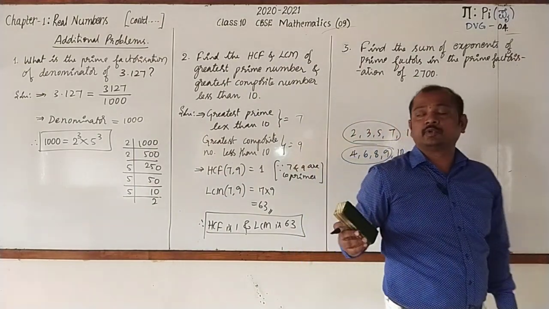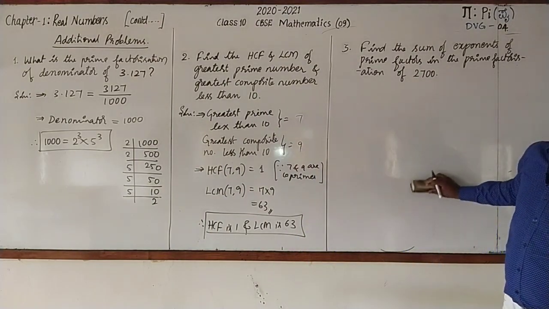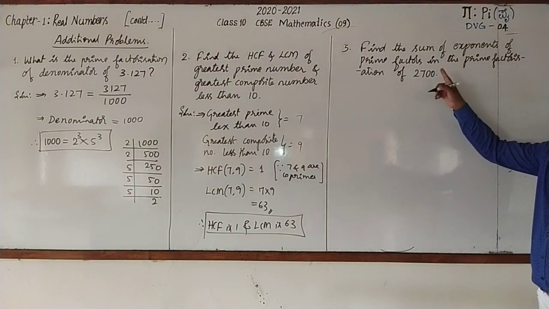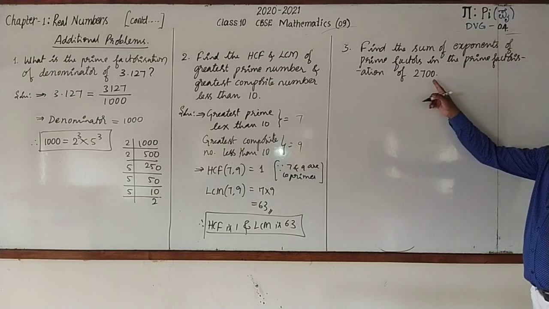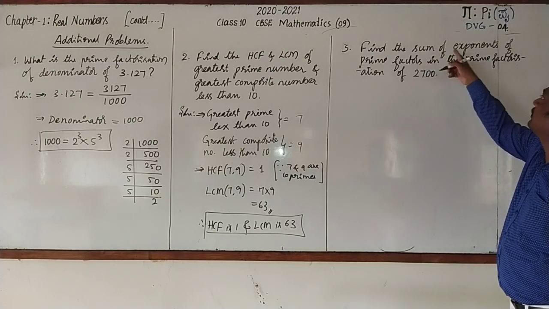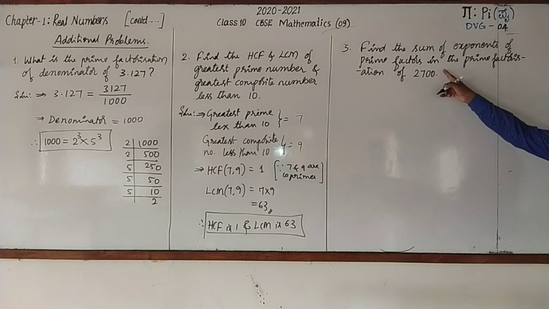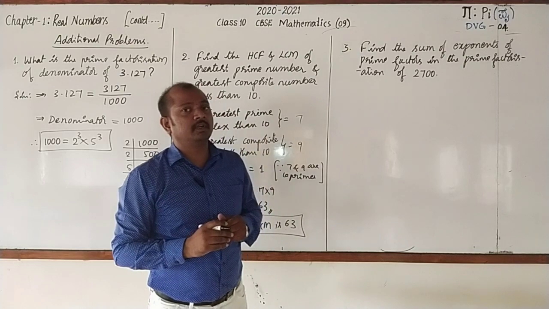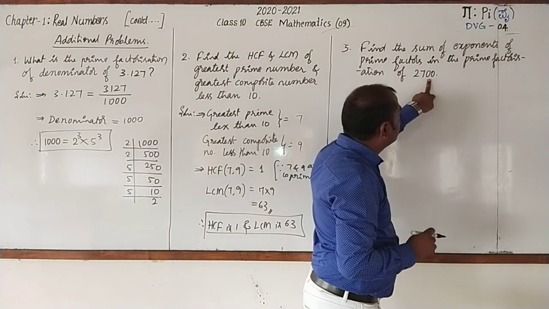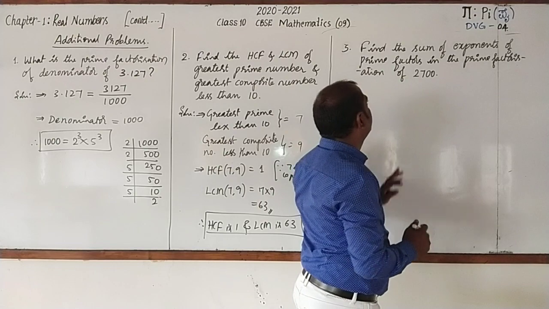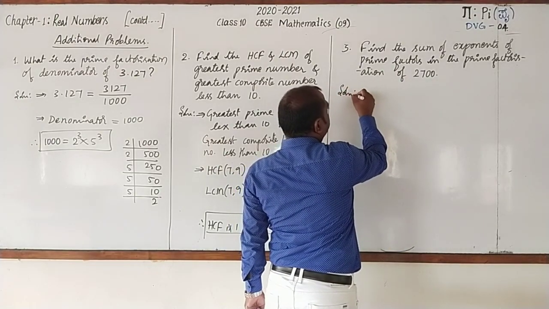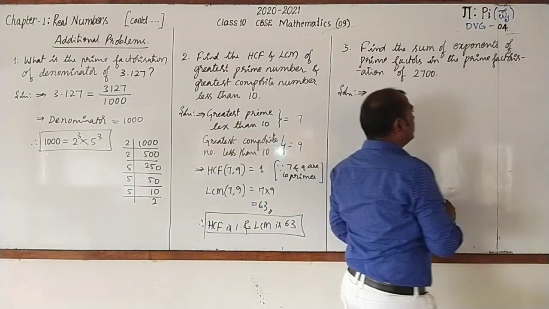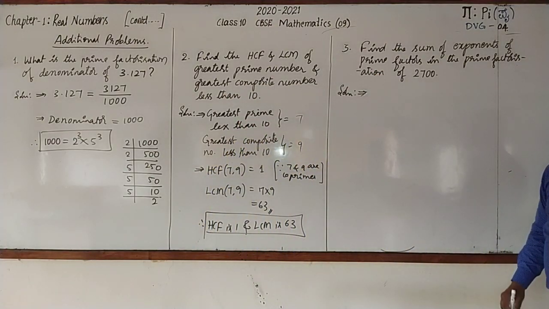Next, let's come to another problem. It was also asked in the examination once for 1 mark, probably last year, 2019-20. Find the sum of exponents of prime factors in the prime factorization of 2700. There it was a different number, but here I have taken 2700. I hope the question has been understood. So let's first find the prime factorization.